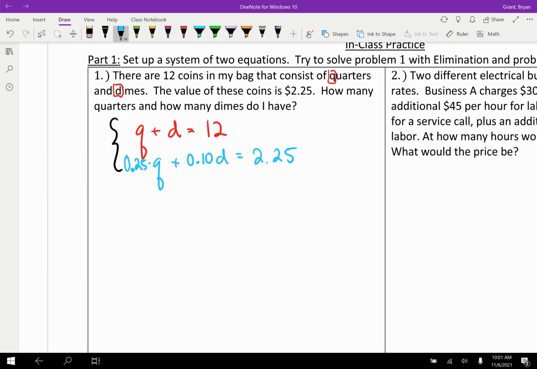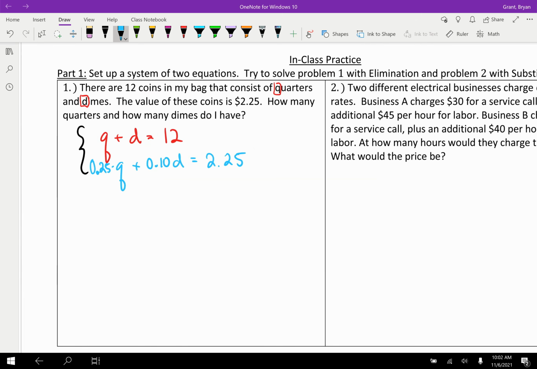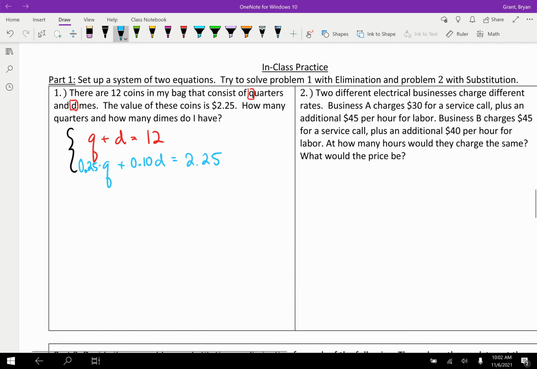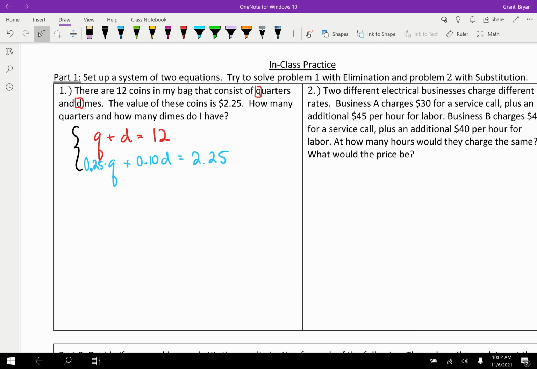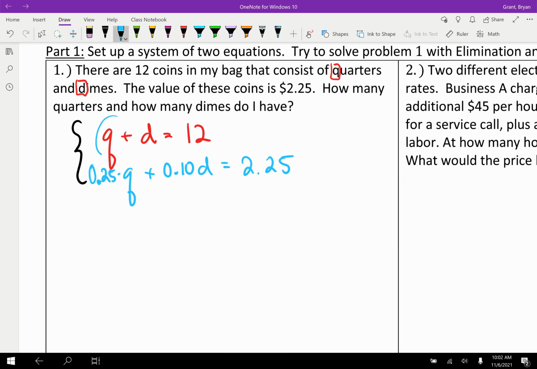Once we have these two equations, then we have to think about how we would solve this. That's really where that choosing method comes in. This one does suggest to try to solve problem 1 with elimination and problem 2 with substitution, and so I'm going to stick with that. It is very possible to solve this problem with substitution. You could subtract q to the other side and then use substitution from there. But since q, d, and 12 are all lined up, I think that this one might be a pretty quick way to practice what we learned earlier today.